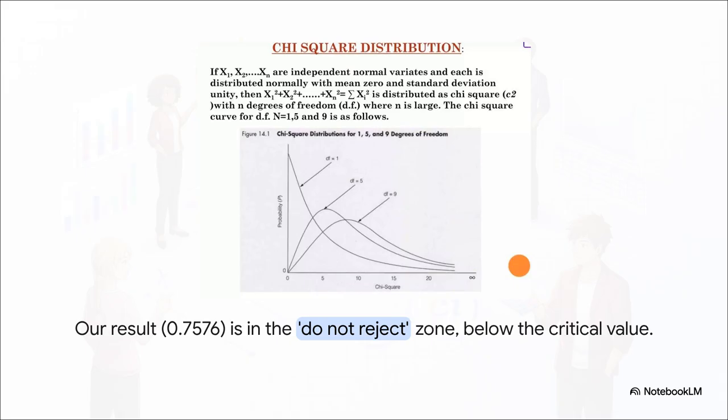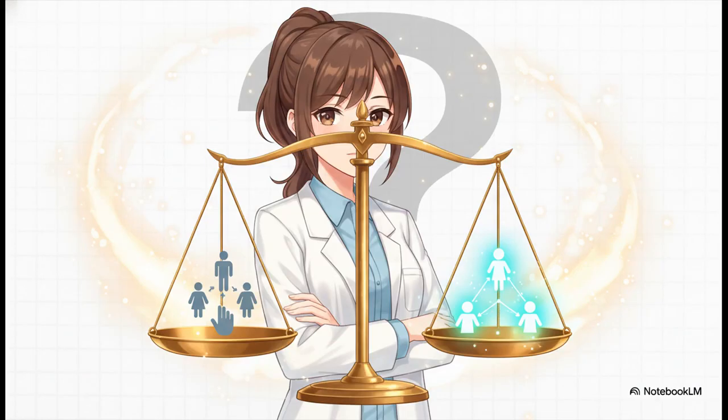And our result? 0.7576. It doesn't even come close. It's way, way over in what we call the do not reject zone. And that brings us to our final conclusion.